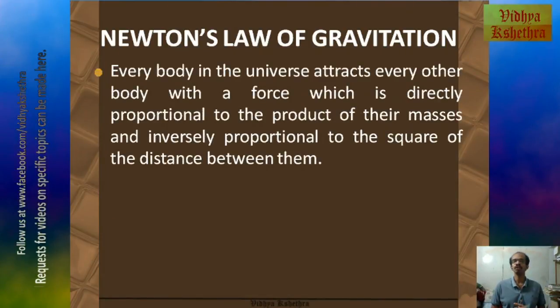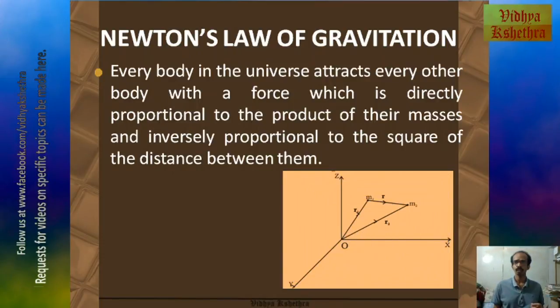According to Newton's law of gravitation, every body in the universe attracts every other body with a force which is directly proportional to the product of their masses and inversely proportional to the square of the distance between them. And the force of gravity acts in the direction which is, in this figure, the direction of the vector r.